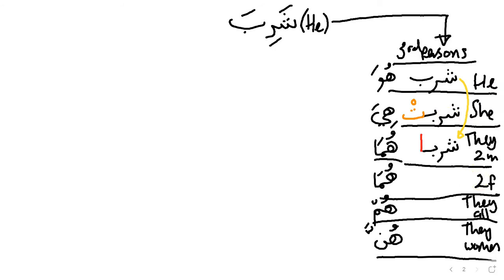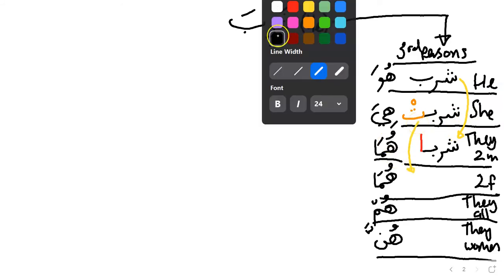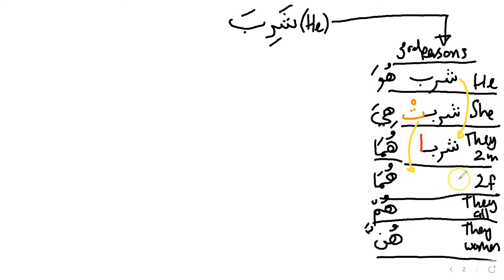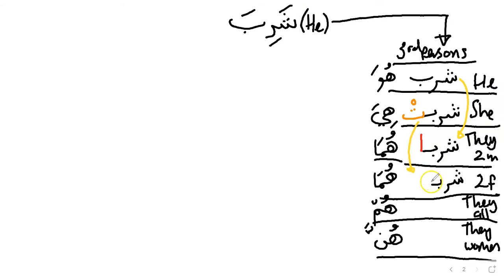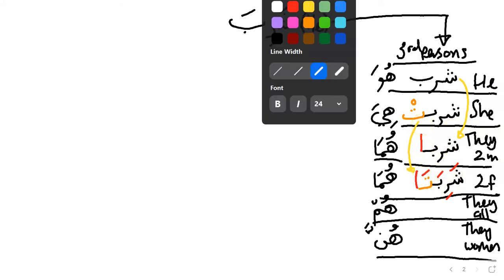Okay, for the female, two of them, I take from the she. I don't take from the he. I take from the she and I go down. So what do I have? I have sharibat, but because I have two women, I have to put an alif into the ta. So I have a ta here, and I must put an alif to show there's two of them. So it becomes sharibata.